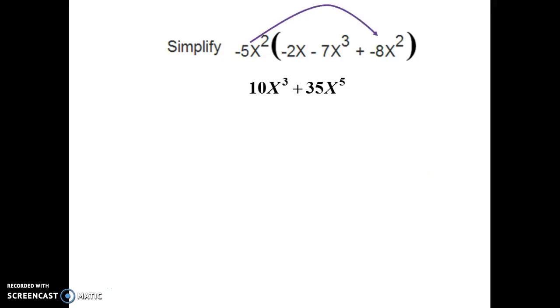Finally, we will distribute negative 5x squared and multiply it by the negative 8x squared. Negative 5 times negative 8 is positive 40, and x squared times x squared is x to the 4th power. So here our last term is plus 40x to the 4th power.